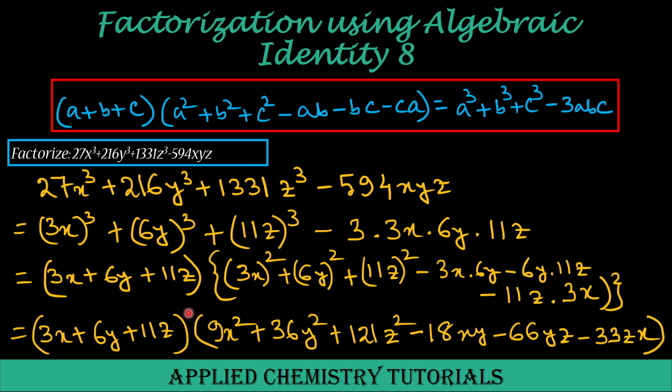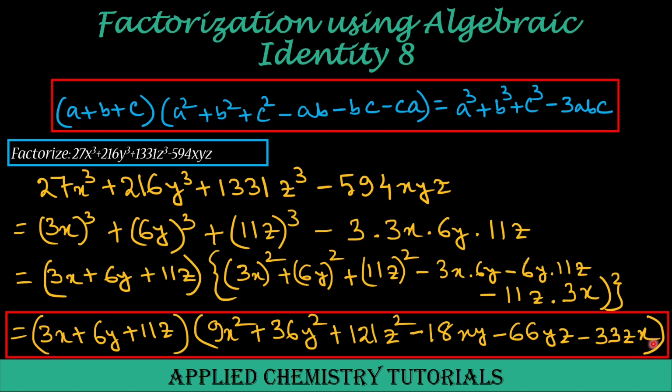So on further simplification, we will have (3x plus 6y plus 11z) whole multiplied by (9x square plus 36y square plus 121z square minus 18xy minus 66yz minus 33zx). So this is the factorized form of the given algebraic expression 27x cube plus 216y cube plus 1331z cube minus 594xyz. So these are the different identities we have shown here, and we have also shown with examples how to utilize those expressions to factorize different polynomials.